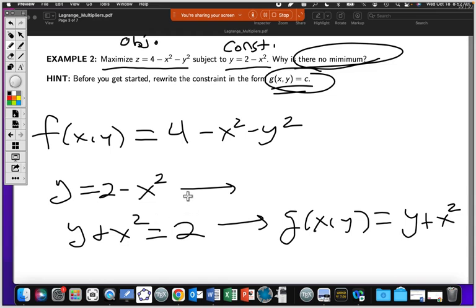Is it going to matter? No, because the gradient of one would just be the opposite of the gradient of the other. And two vectors being parallel, you're allowed to have one be plus or minus the other. So it doesn't matter how you arrange your g, you'll get the same critical points in the end. Okay. All right, now we set up our system.